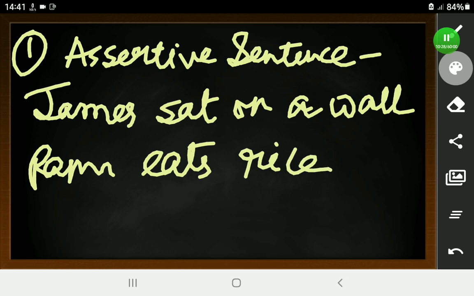This states that James sat on a wall. These are just informative. This doesn't ask any question. It is not commanding anything. It is not requesting anything. It does not have any feelings. It's just stating. This is information that James is sitting on a wall. Ram eats rice is just information. Now we are going to see the examples of interrogative sentences.